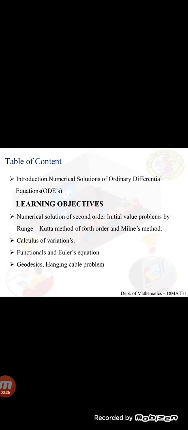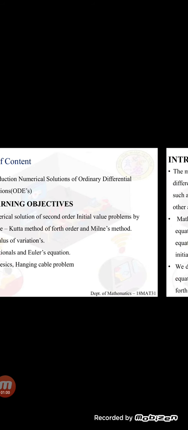Course outcome: students will be able to solve first and second order ordinary differential equations arising in engineering problems using single step and multi-step numerical methods. Table of contents: introduction, numerical solutions of ordinary differential equations. Learning objectives: numerical solution of second order initial value problems by Runge-Kutta method of fourth order and Milne's method. Calculus of variations in the next section. Then functionals and Euler equation. Then applications of calculus of variations, that is geodesics and the hanging cable problem.